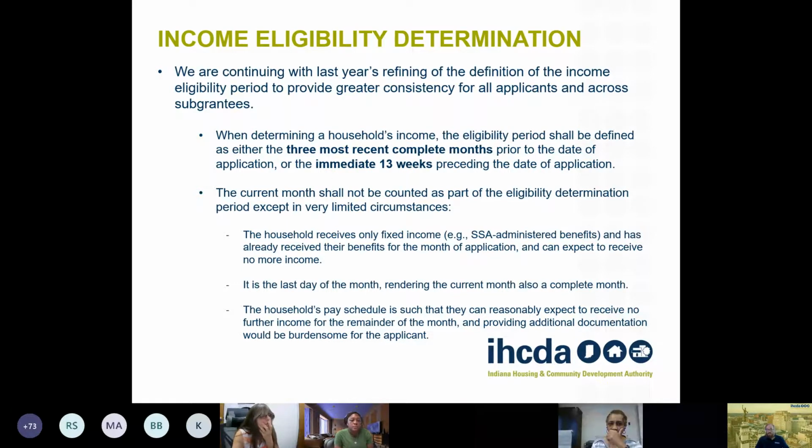If it is the last day of the month, then the current month is a complete month, of course. And then the third situation here, which is a possible exception, is if the household's pay schedule is such that they can reasonably expect to receive no further income for the remainder of the month, and providing that additional documentation would be burdensome for the applicant.